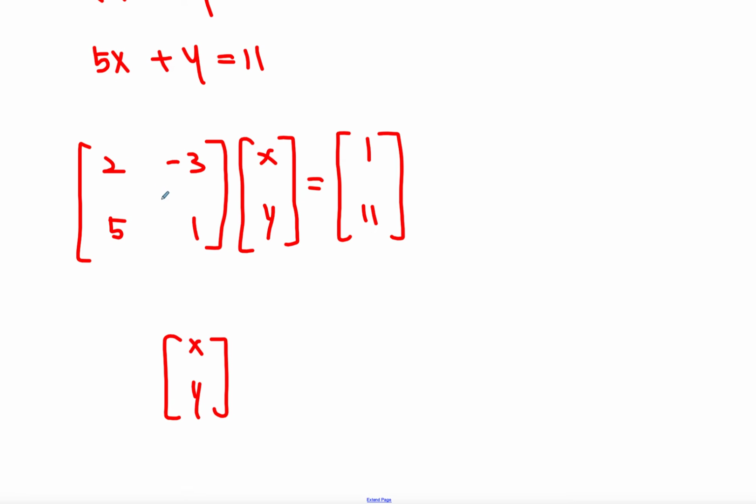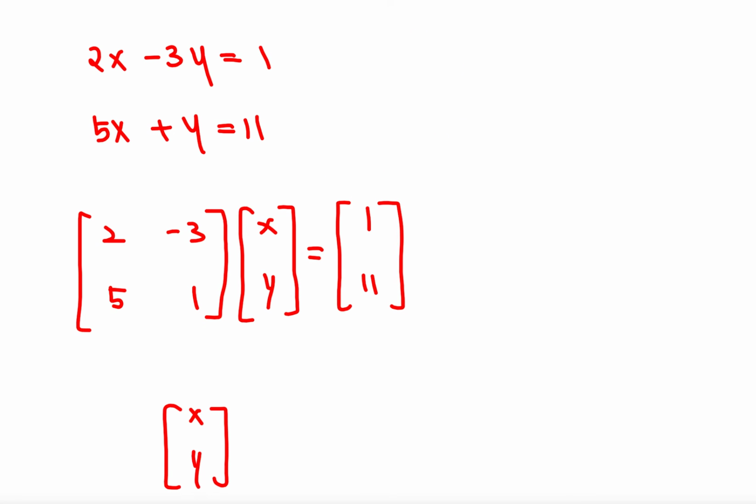If you can find the inverse of this matrix and multiply that on my left side, obviously I have to do the same thing on my right side as well, then I should be able to get rid of this one and get this one alone. So what is the inverse of the coefficient matrix? Let's figure that out on the side. 2, -3, 5, and 1. What is the inverse of it?